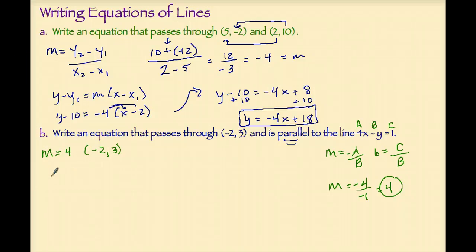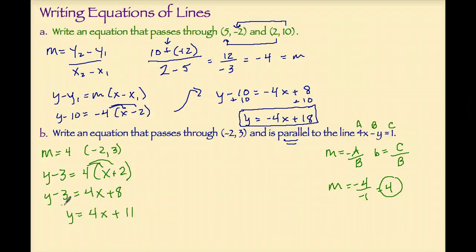Now we have slope and we have a point that's given to us. We're going to use point-slope form. y minus 3 is equal to 4 times x minus a negative 2, which will be x plus 2. Again, two short, easy moves to get it into slope-intercept form. This is 4x plus 8, and then add the 3 over for your final equation in slope-intercept form: y equals 4x plus 11.